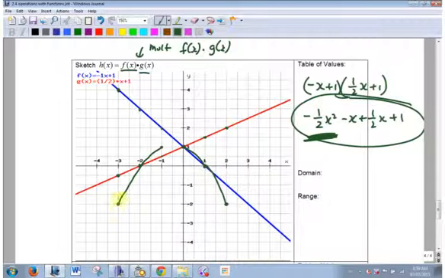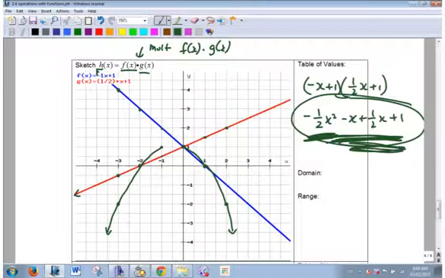Does this keep going this way? You think? Does this graph keep going? Does that one keep going? Yeah, so does this. How about down here? What's the domain of this? All real, right? So sure, yeah, there's arrowheads there.